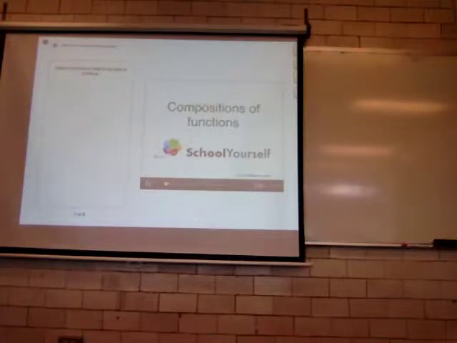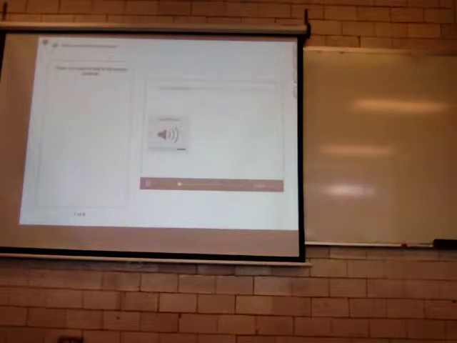Let's talk about compositions of functions. A composition is pretty much a function of a function. Let's see what that means.